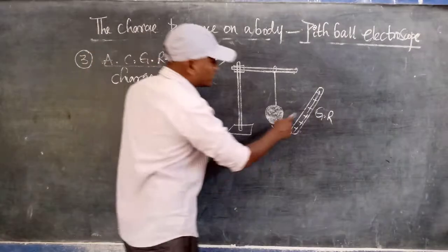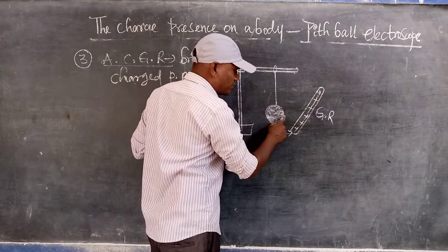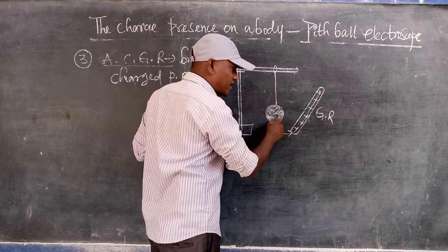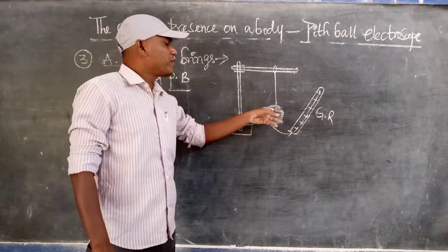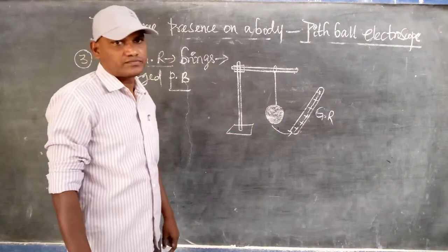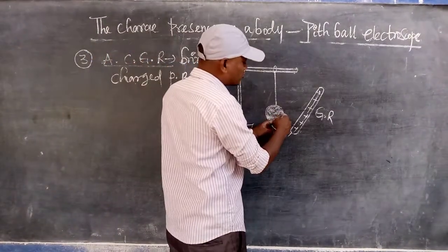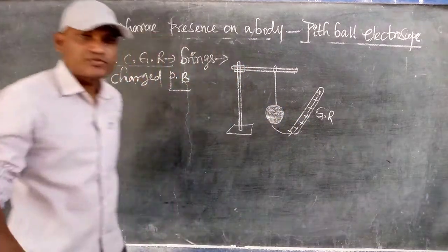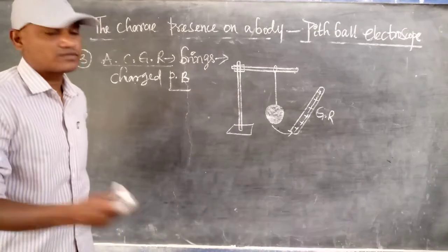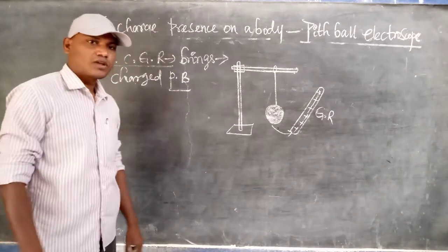That's why if the positively charged glass rod is brought towards the pit ball and kept in contact, what will happen? The uncharged pit ball will become a charged one, because electrons will be transferred from this end to the rod. That's why the pit ball will acquire which charge? Positive charge, according to this situation.